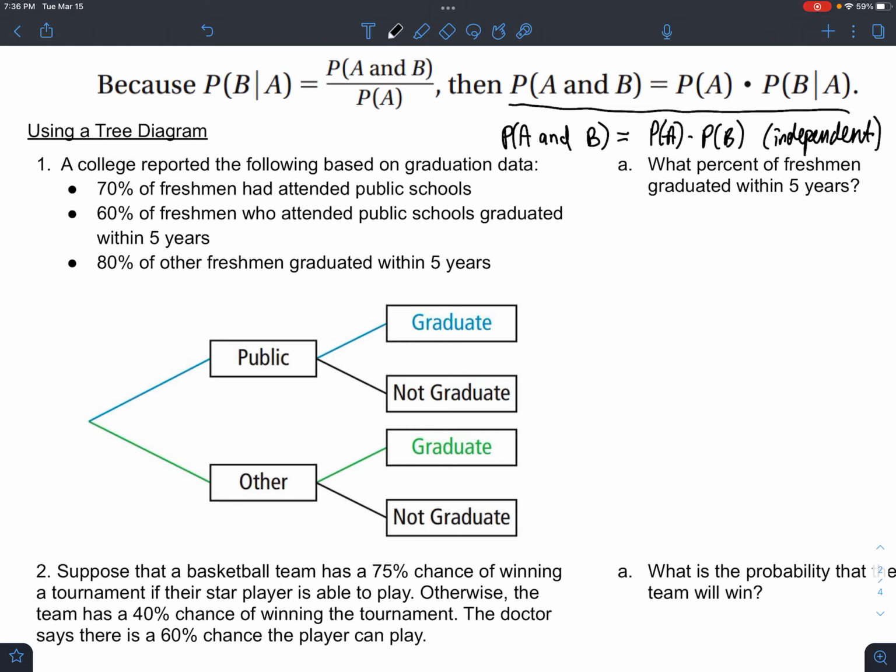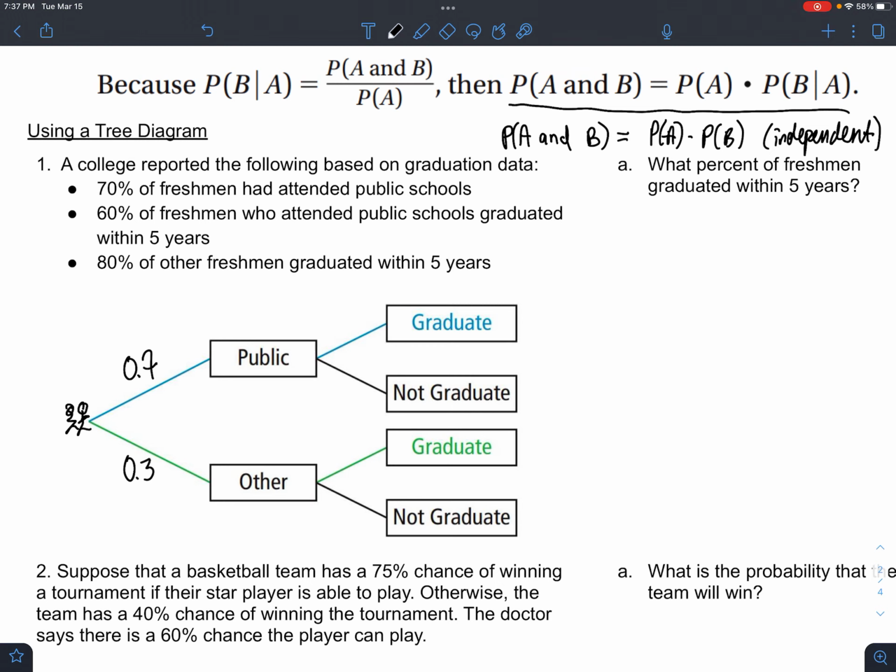Okay, so don't worry too much about the formula. Let's try and reason through a tree diagram, and I'll show you where we use the formula. It's pretty intuitive, so I hope the video helps here. A college reported the following info about graduation. 70% of the freshmen, so imagine all the freshmen are standing here, 70% of them decided to go public, which means if you only have two paths, public or other, this was 0.3.